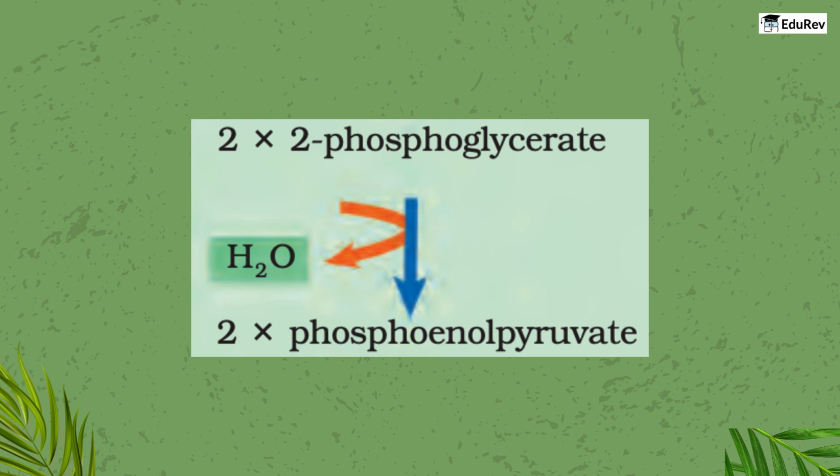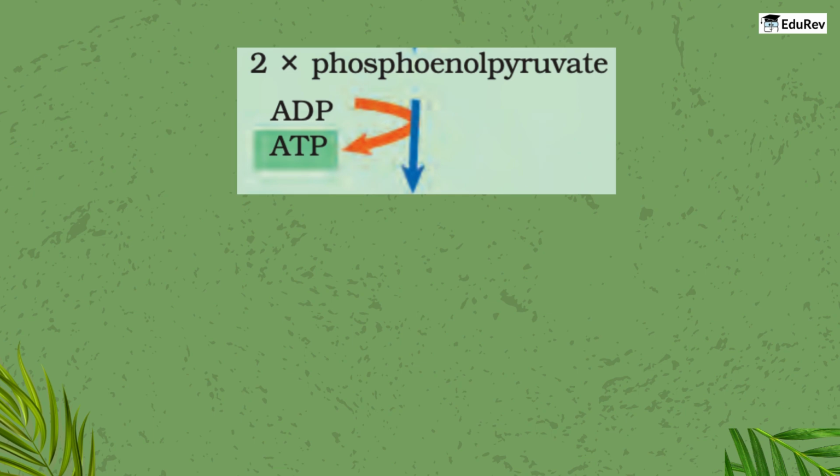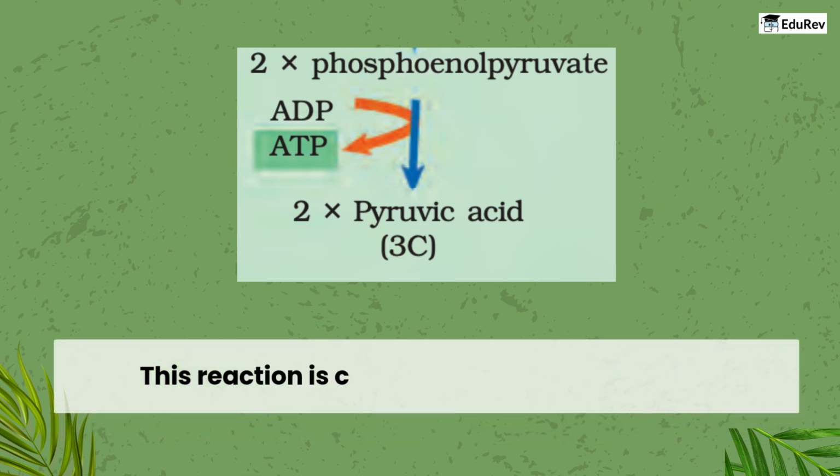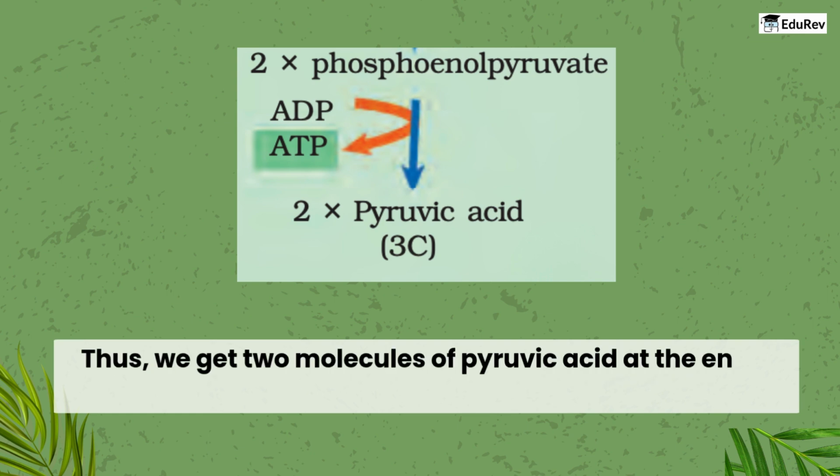2-phosphoglycerate undergoes dehydration, removal of a water molecule, catalyzed by enolase, leading to the formation of phosphoenolpyruvate. In the final step, phosphoenolpyruvate donates its phosphate group to ADP, forming another molecule of ATP and producing pyruvic acid. This reaction is catalyzed by pyruvate kinase. Thus, we get two molecules of pyruvic acid at the end of glycolysis.